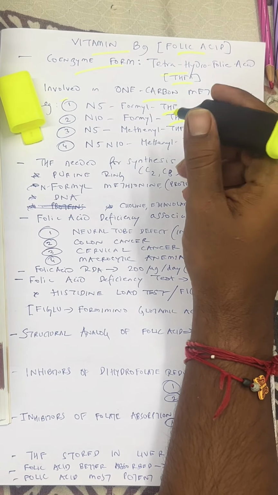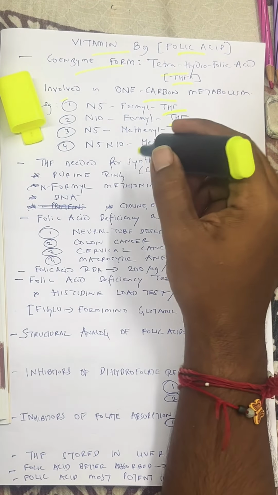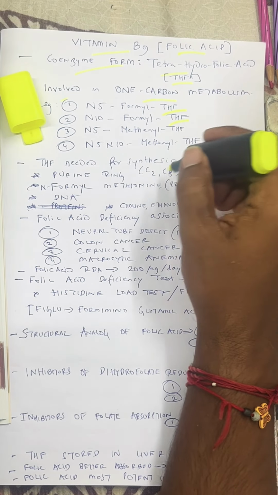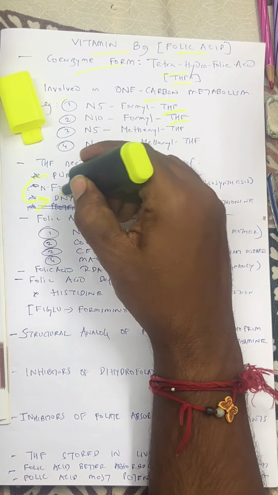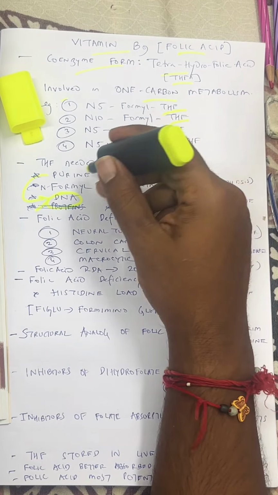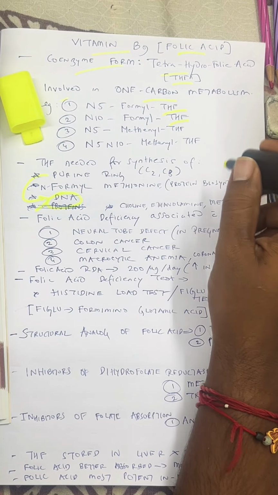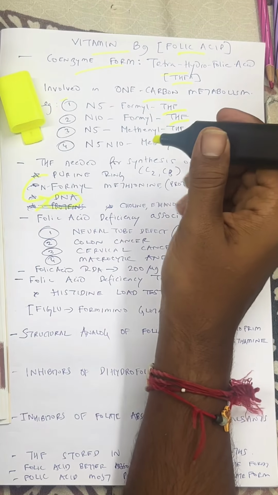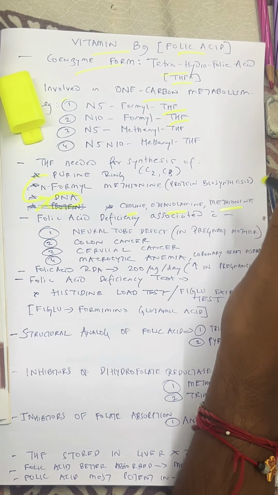Some of the main functions of tetrahydrofolate: it is needed for the synthesis of, first of all, the purine ring, where it forms the C2 and C8 parts, and this purine ring will eventually give rise to the formation of DNA. Also, it's involved in the formation of N-formyl methionine, which will ultimately give way to protein biosynthesis. Also, tetrahydrofolate is needed for synthesis of choline, ethanolamine, methionine, etc.